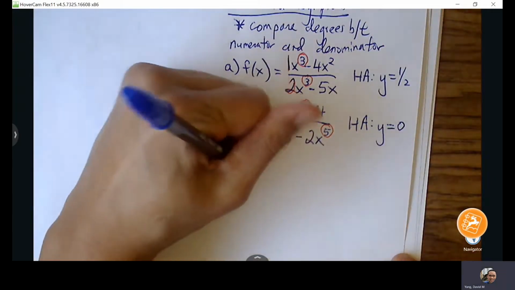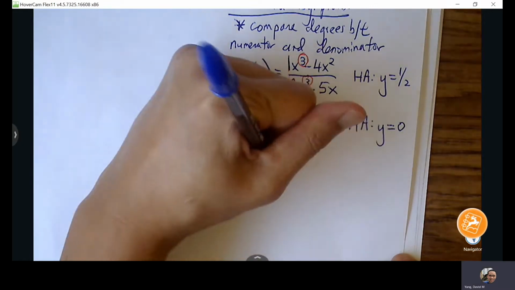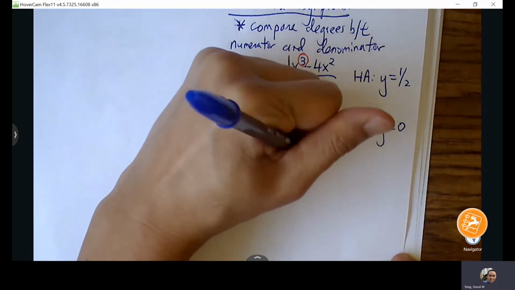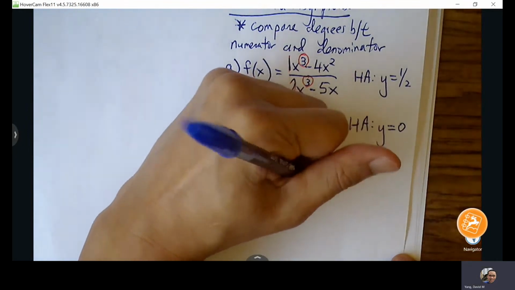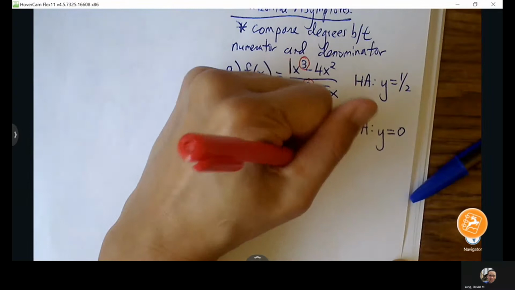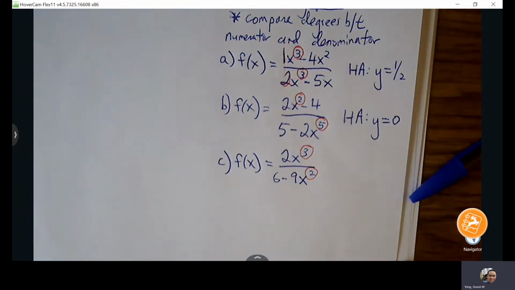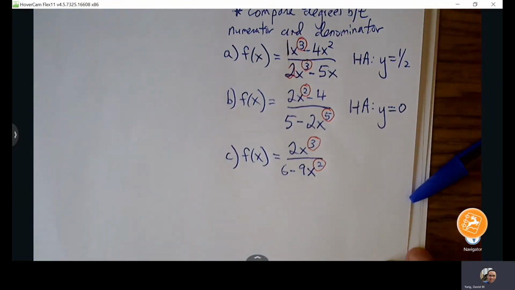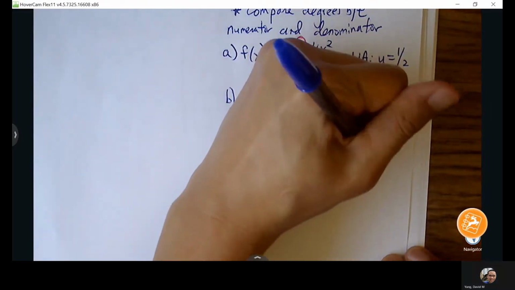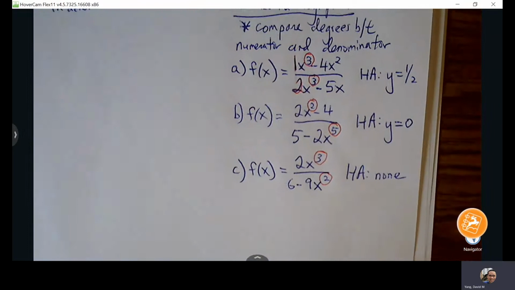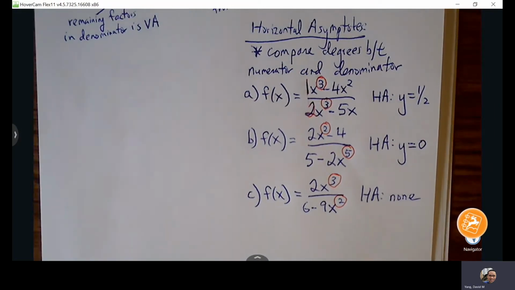And then finally is if the numerator wins out. If the numerator has the higher degree, then we don't have a horizontal asymptote. Okay, so we're going to apply these steps to help us find the horizontal asymptote for our particular problem.